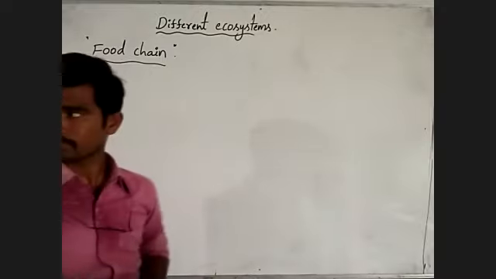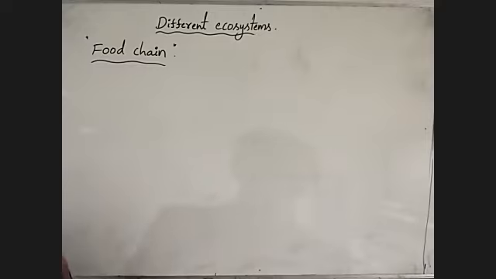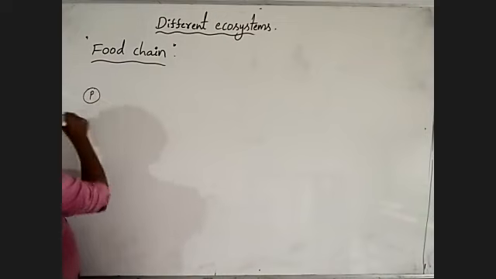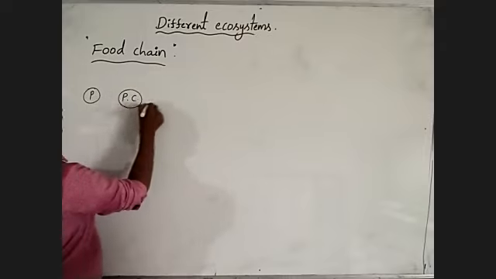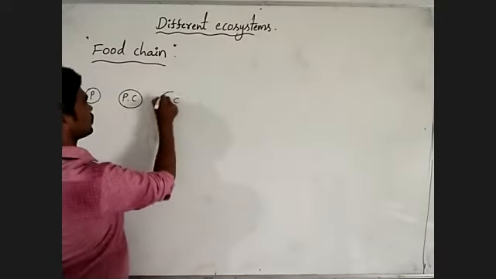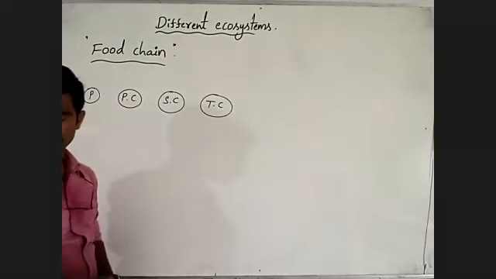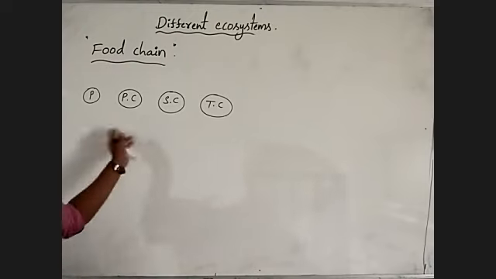Next, food chain. What? Food chain. When we observe the ecosystem, there are producers, primary consumers, secondary consumers, tertiary consumers. In last class, we discussed all these.